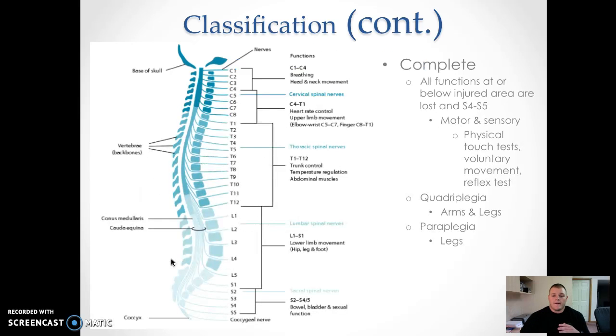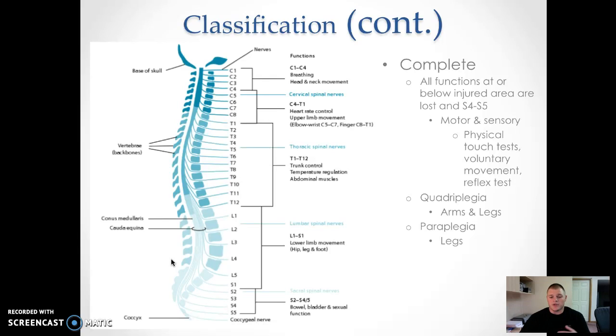We further classify this as complete or incomplete. A complete injury would be one where the site of the injury and everything below would be impaired, motor and sensory. There are a few tests to see if they cut off both. A physical touch test to see if the person feels it. Voluntary movement, asking them to move the limb. Reflex tests will test to see if something damaged the reflex pathway in the spinal cord.